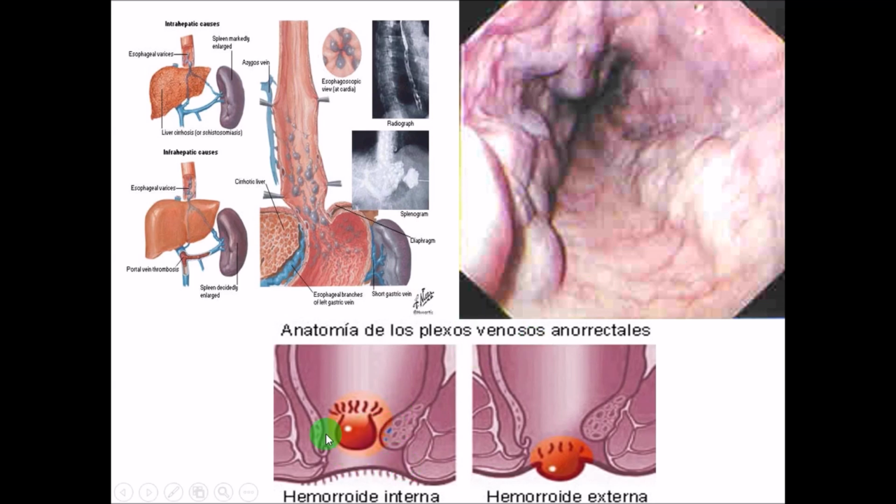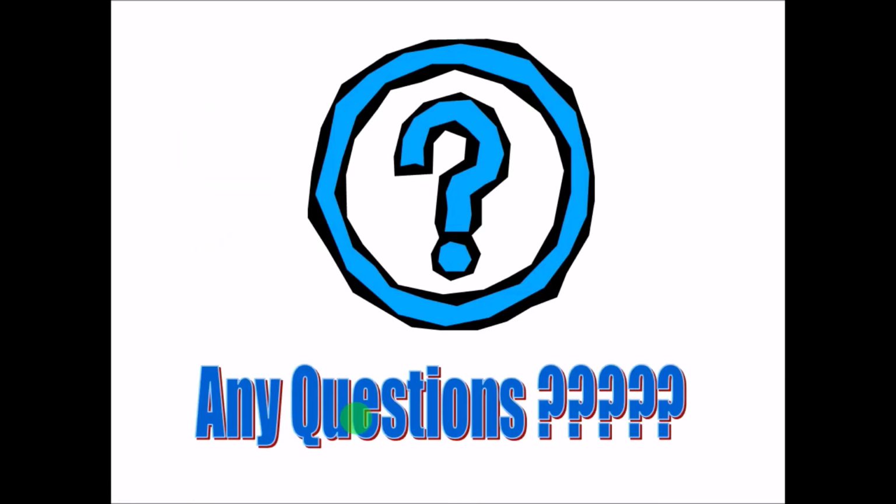This is a condition where there are hemorrhoids. These are the internal hemorrhoids and the external hemorrhoids, where there is communication again between the portal vein and the systemic veins. So if there is portal hypertension, it usually leads to internal hemorrhoids or piles. So this is all about the portal vein as well as the portacaval anastomosis.